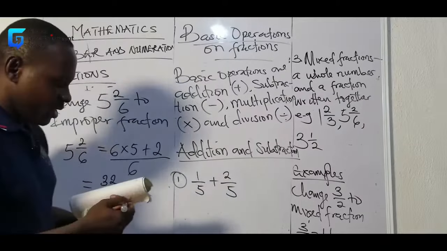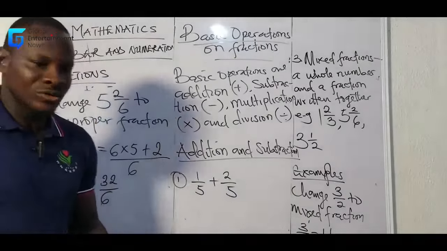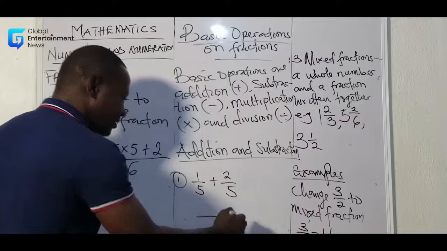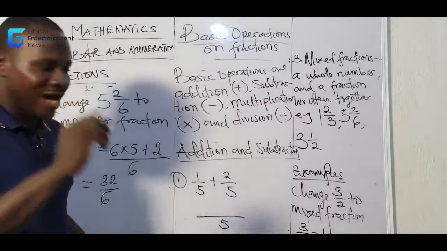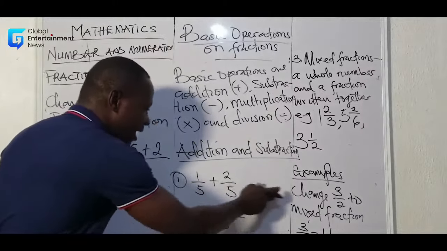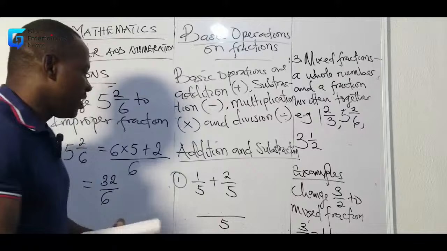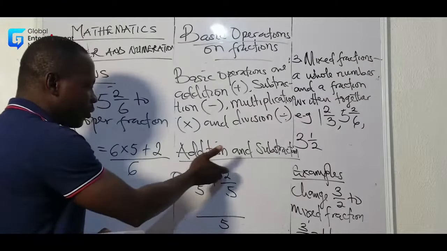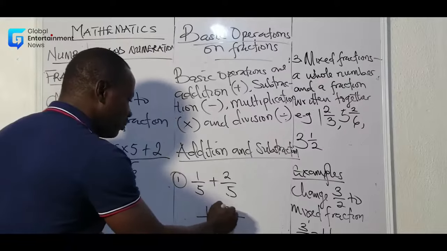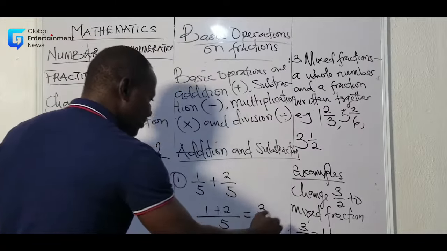What is this, everybody? The denominators are common. So once we have common denominators, you just pick one and write it, because they are the same thing. Even if the denominators were 100 and they are common, just write 1. Now, you sum up the numerators: 1 plus 2. It gives us 3 all over 5.